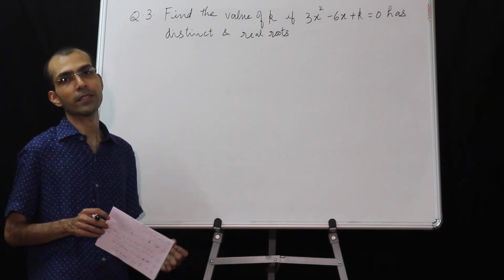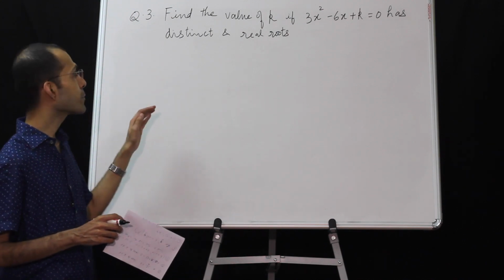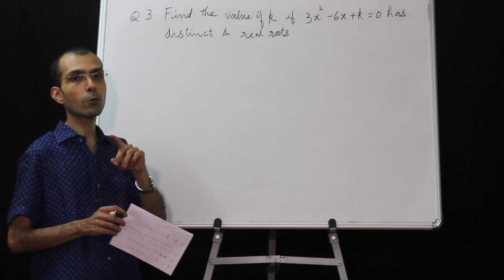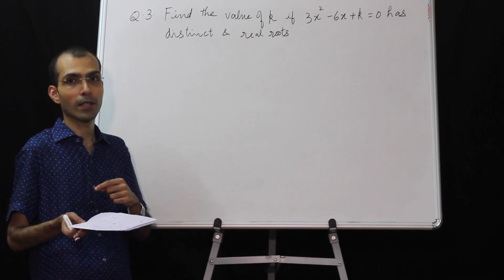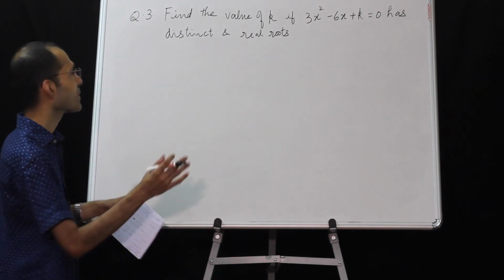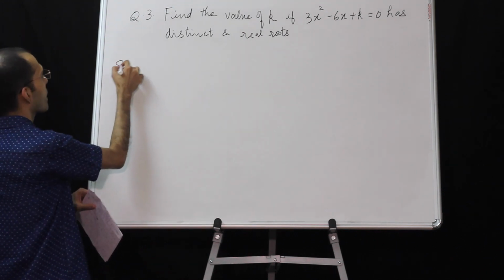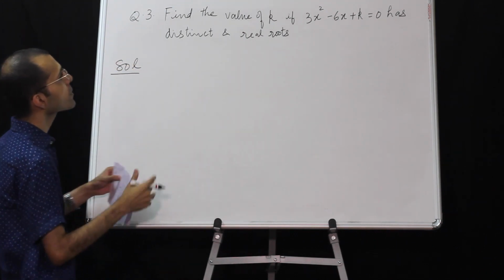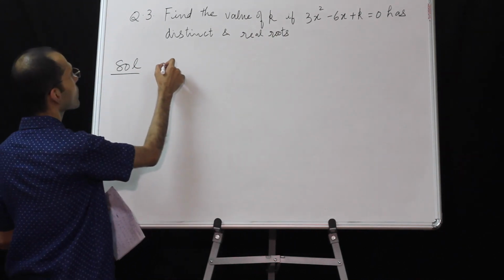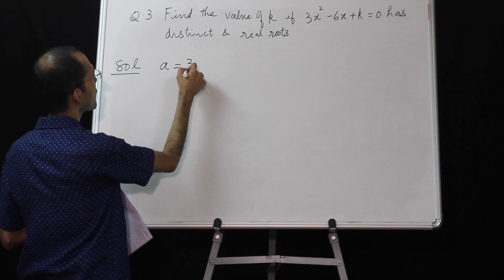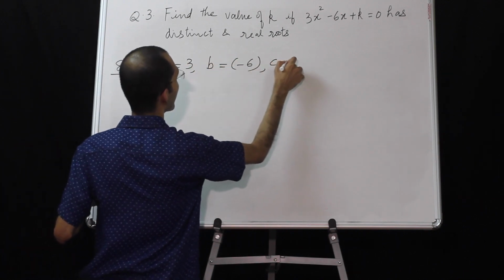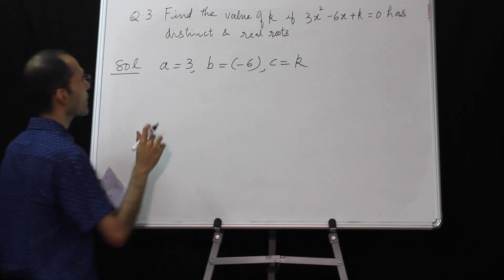Recall the three conditions. If b square minus 4ac is greater than 0, then the roots would be real and unequal. Unequal is also called distinct. This is reverse of that. Is this equation in the standard form? Yes. Okay. So here A will be 3, B will be -6 and C will be k.